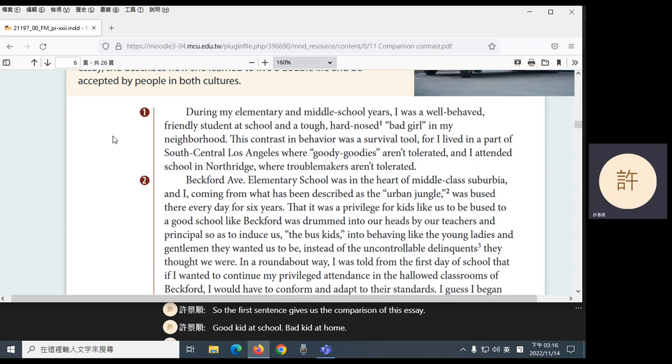This contrast in behavior was a survival tool, for I lived in a part of South Central Los Angeles where goody-goodies aren't tolerated. And I attended school in Northridge, where troublemakers aren't tolerated.